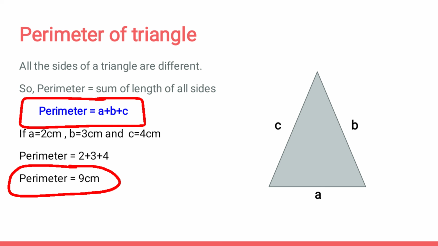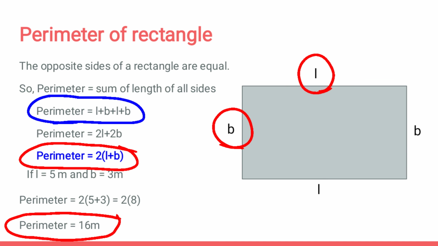Now comes the unit of the perimeter. Here I am saying the perimeter of the triangle is 9 centimeters. And in the last figure I had said the perimeter of the rectangle is 16 meters.